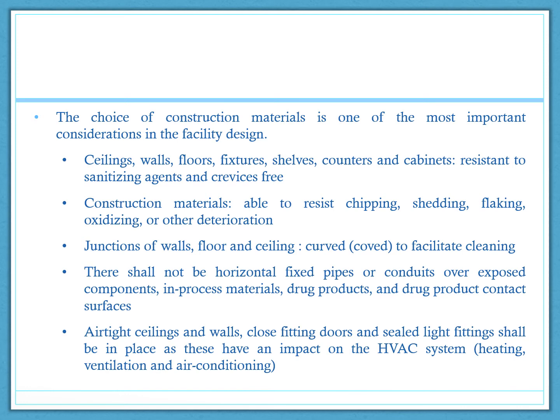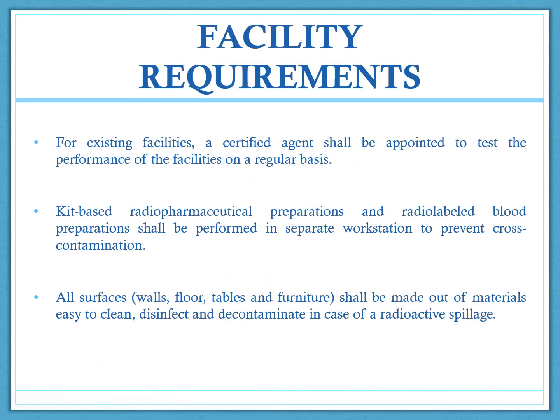There shall not be horizontal fixed pipes or conduits over exposed in-process materials, drug product and drug product contact surfaces. Airtight ceilings and walls, closed fitting doors, and sealed light fittings shall be in place, as these have an impact on the HVAC system, our heating, ventilation, and air conditioning. So for existing facilities, a certified agent shall be appointed to test the performance of the facilities on a regular basis. Kit-based radiopharmaceutical preparation and radiolabeled blood preparation shall be performed in a separate workstation to prevent cross-contamination.